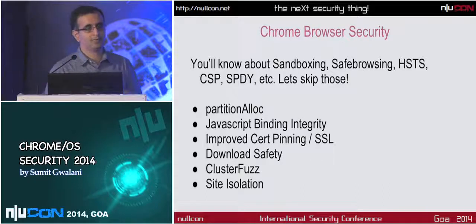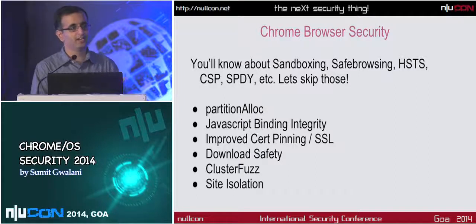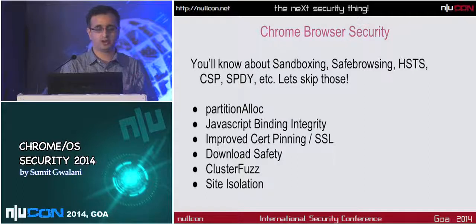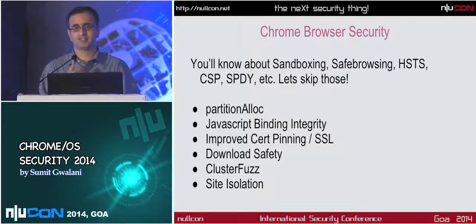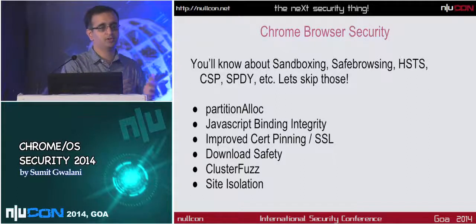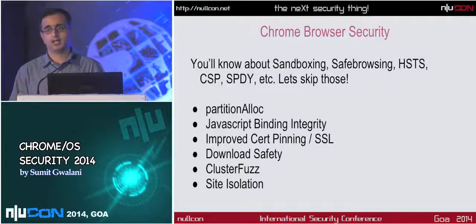Now, my talk today will focus on three things: Chrome browser security, some of the new stuff there, Chrome OS security, and then the vulnerability rewards program that we have. Again, I won't go into some of the stuff that we have already done in the past in terms of Chrome browser security. These are stuff like sandboxing, safe browsing, strict transport security, content security policy. You heard some talks about content security policy a couple days back, SPDY, and so on.